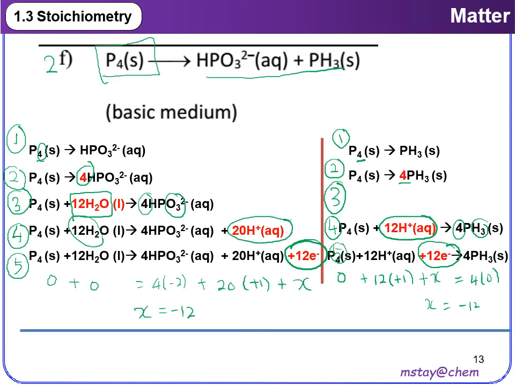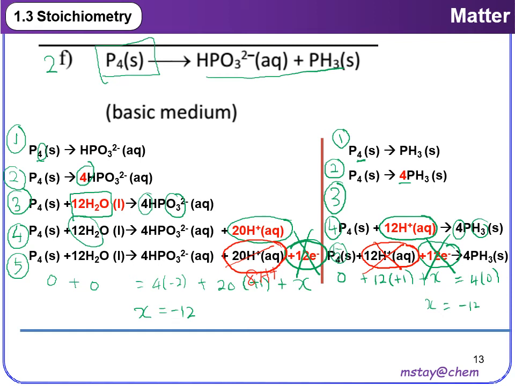So now we notice that the 12 electrons for the first half equation are at the right hand side, while in the second half equation they are at the left hand side. Means that both can be cancelled out. At the same time, we notice that 20H plus is at the right hand side, while this 12H plus is at the left hand side. So we can cancel them out, and here 8H plus is left.